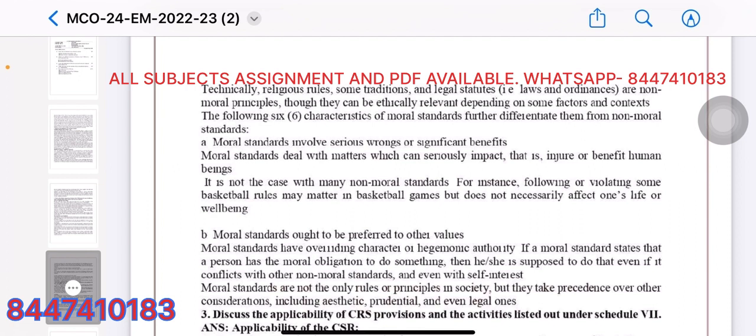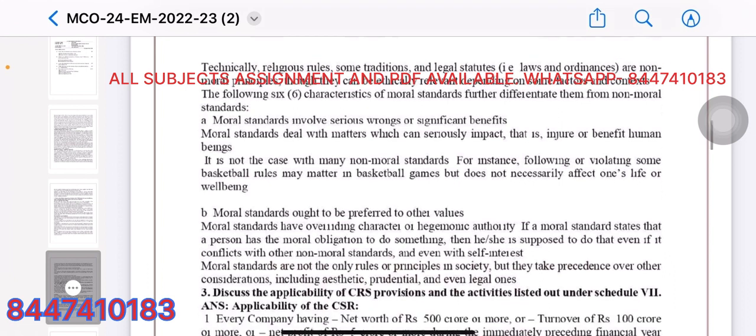factor and context. The following 6 characteristics of moral standards further differentiate them from non-moral standards. A moral standard involves serious wrong or significant benefits. Moral standards deal with matters which can seriously impact, that is, injure or benefit human beings. It is not the case with many non-moral standards. For instance, following or violating some basketball rules may matter in basketball games but does not necessarily affect one's life or well-being.